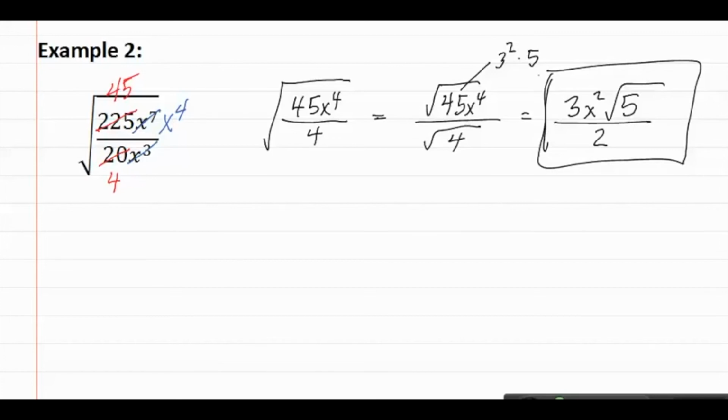Remember, when you are doing problems in which there is a radical and the fraction is inside of the radical, make sure to reduce the fraction first and the radical second.